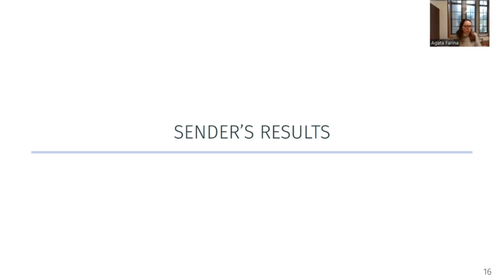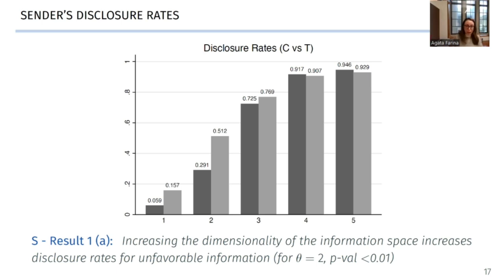Okay, let me start showing you some of the results. Remember, our first hypothesis about the sender was that the rate of disclosure increased in the treatment compared to the control. So in this figure, you can see reported with the darker bar the frequency of disclosure for each secret number, 1, 2, 3, 4, and 5.